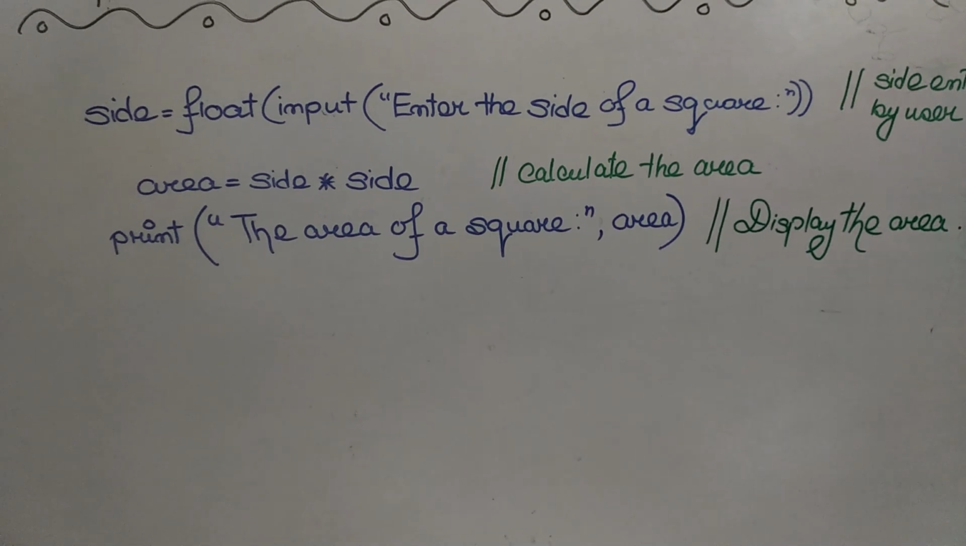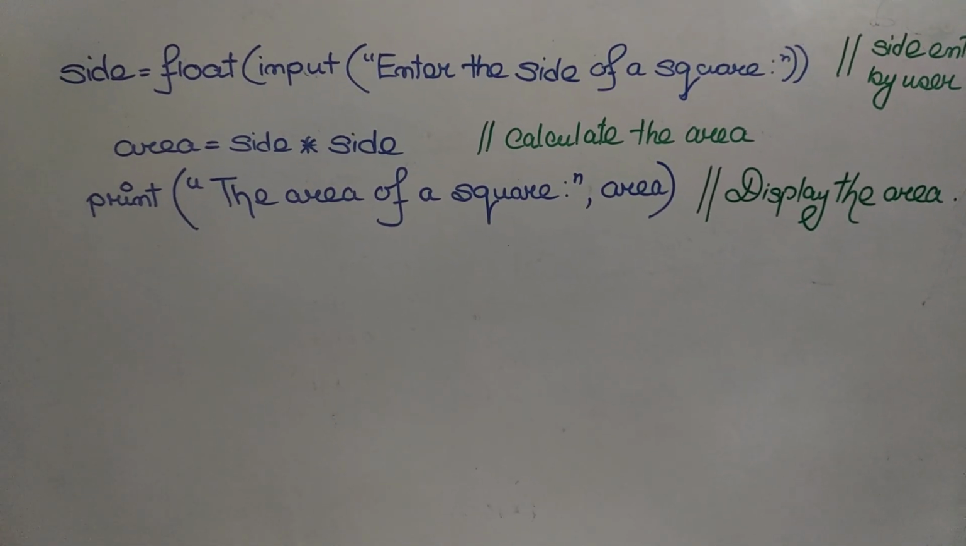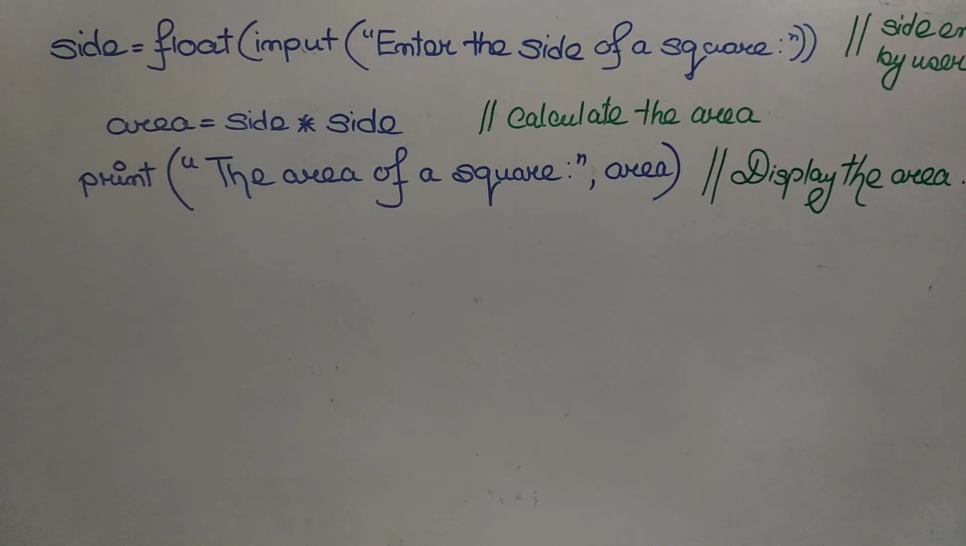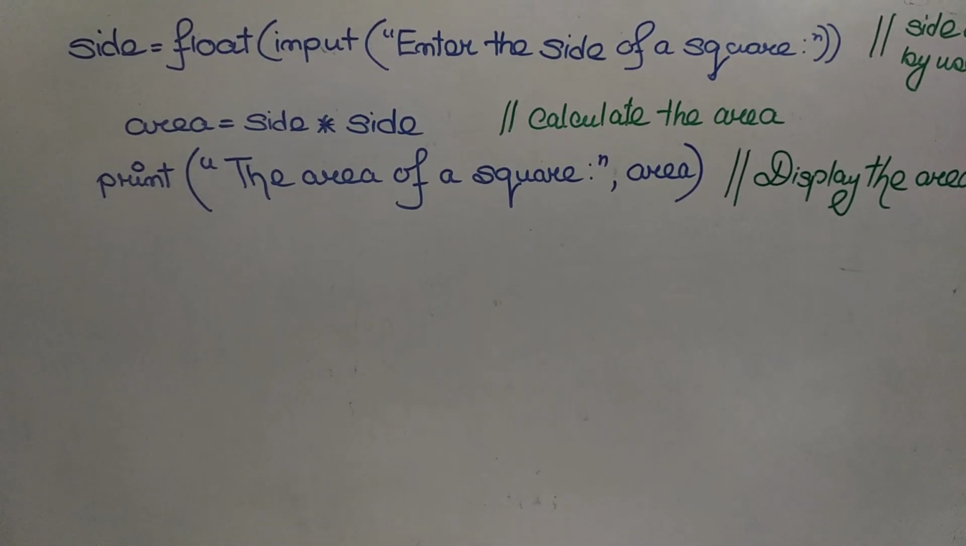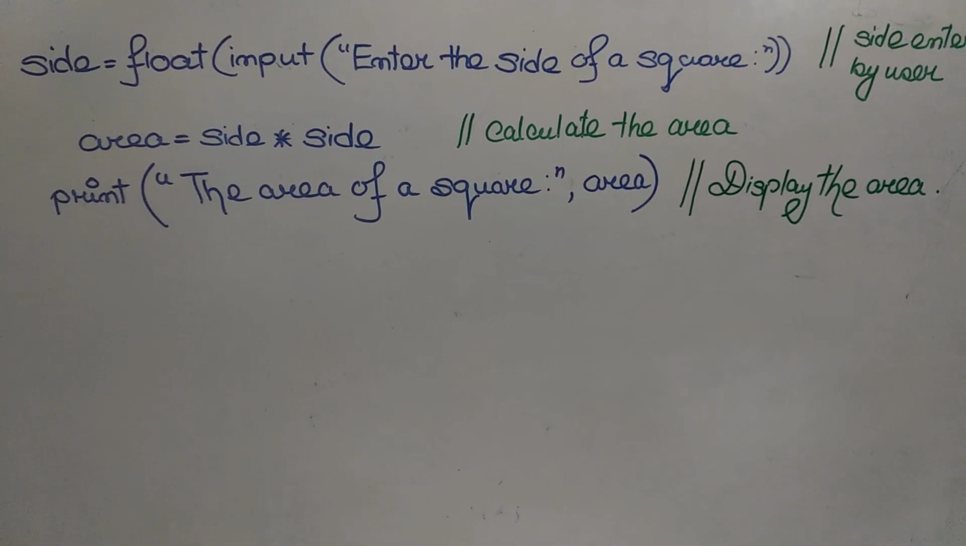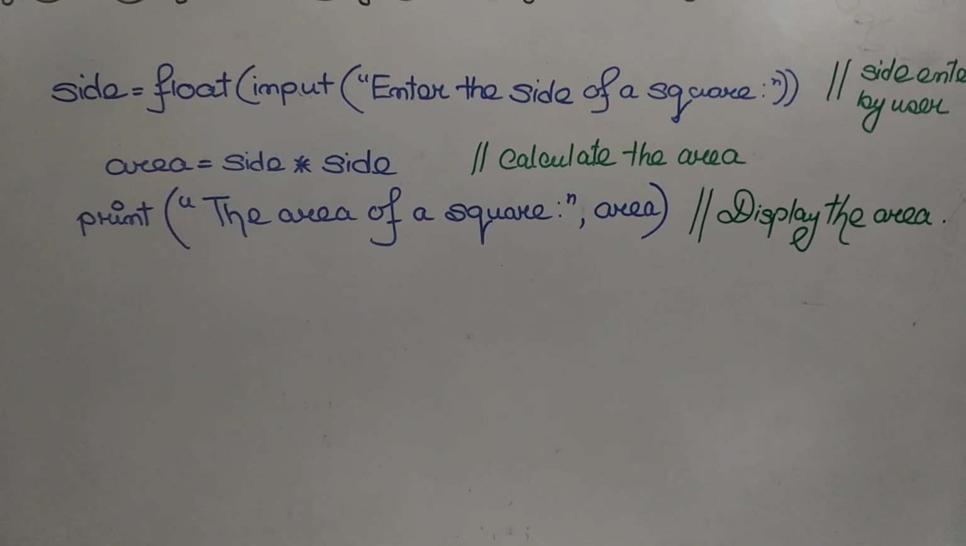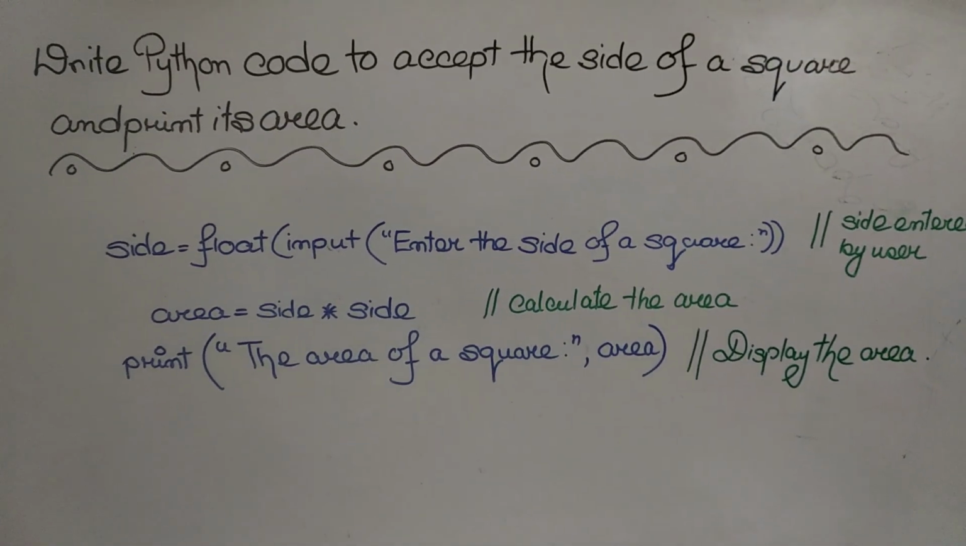Now the display portion. Print, double inverted comma, "The area of a square", double inverted comma, then a comma, then area, and it will display the area of the square. See friends, it's a very easy program.